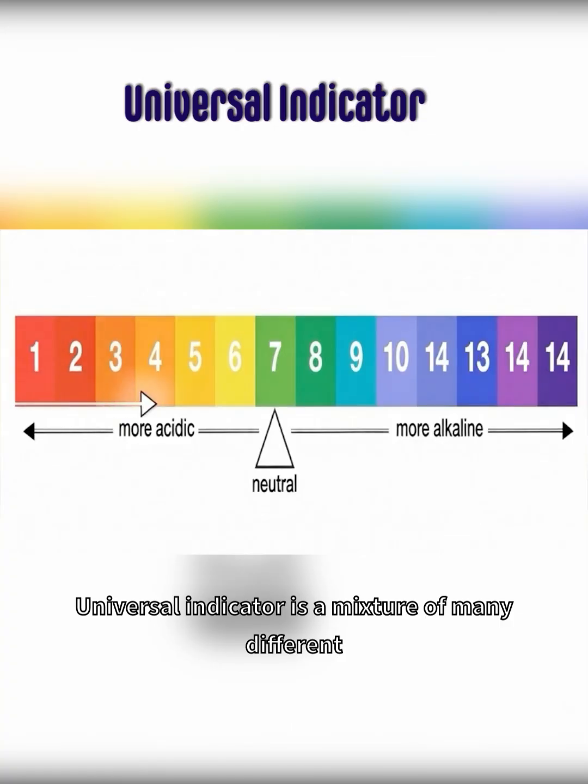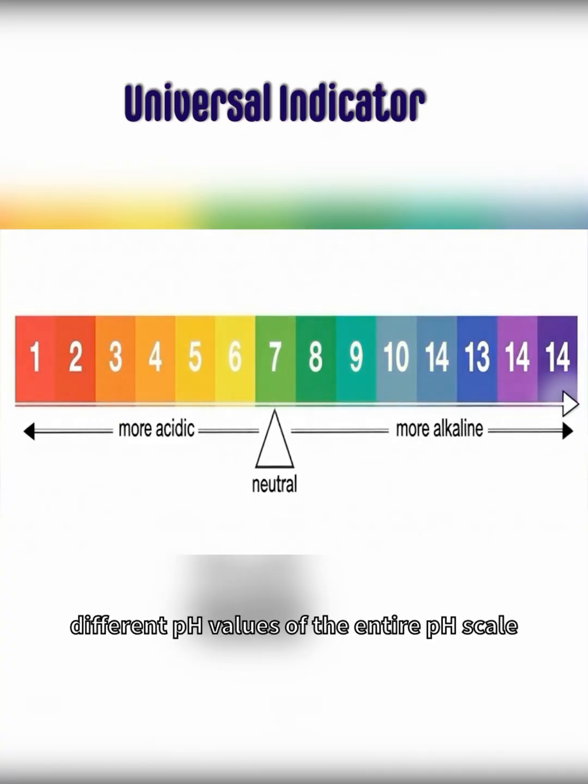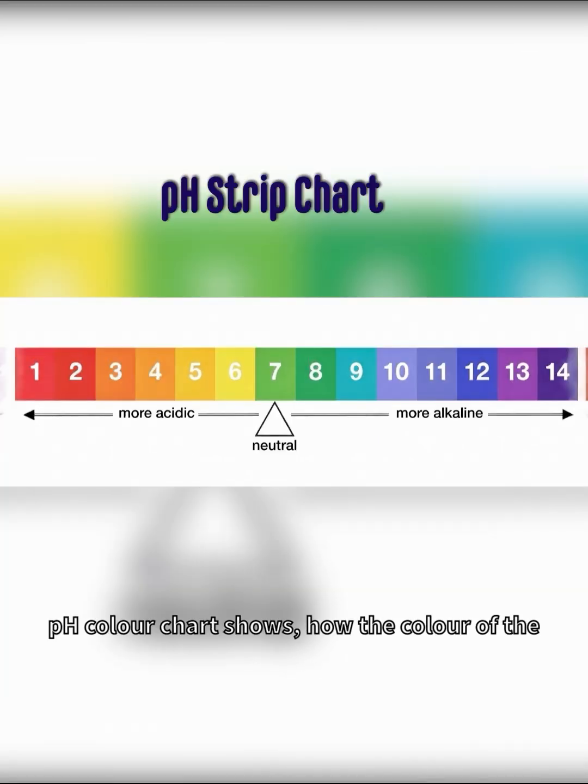Universal indicator is a mixture of many different indicators or dyes which give different colors at different pH values of the entire pH scale. This pH color chart shows how the color of the universal indicator paper changes with the solutions of different pH values.